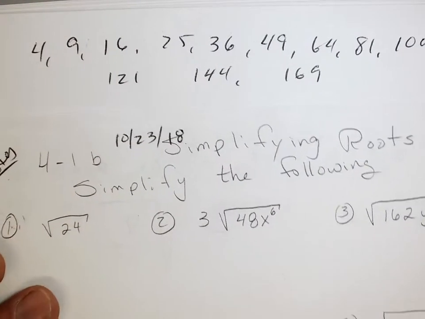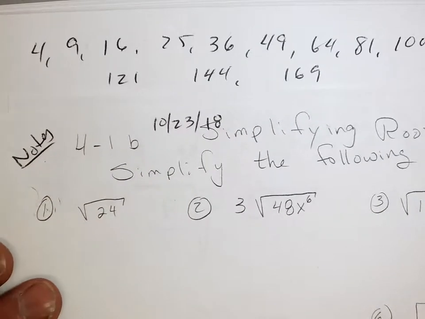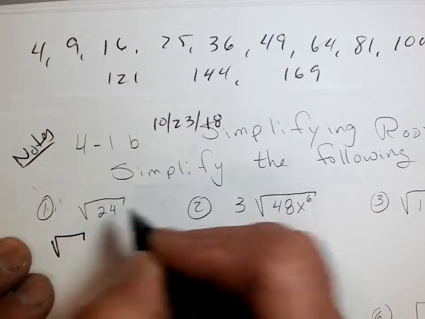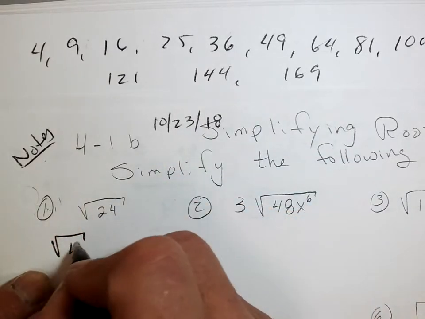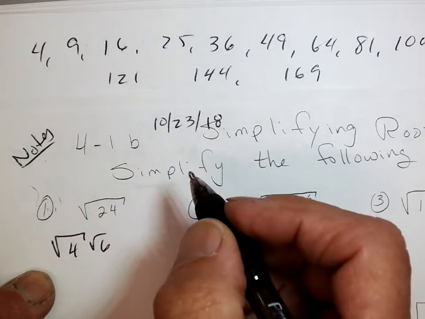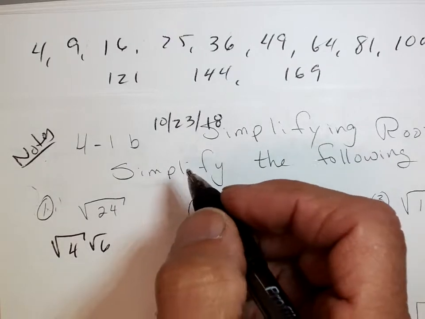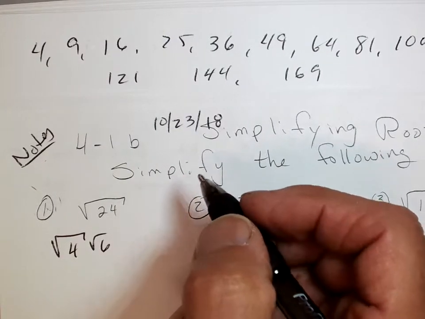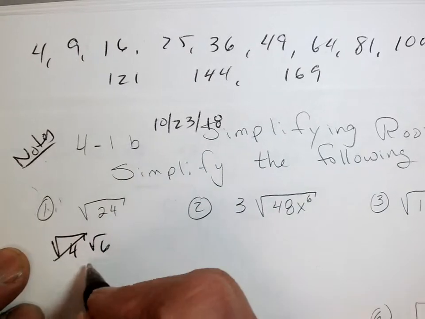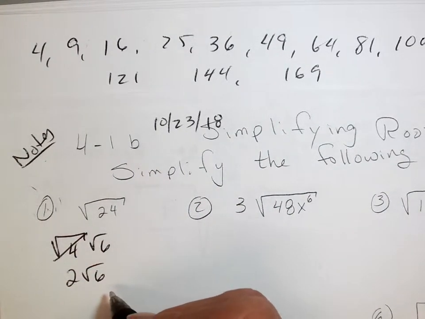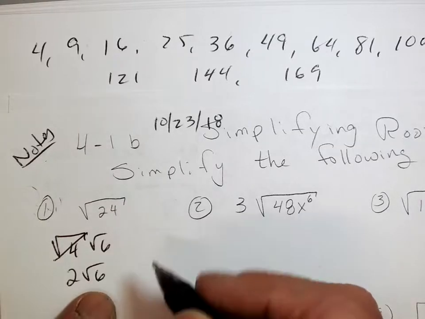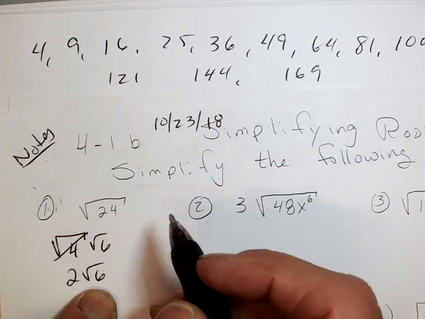So, square root of 24, I'm going to break it down into what two numbers? 4 and 6, because 4 is a perfect square. Now, you can use 3 and 8, but that won't do you any good, right? Square root of 4 is 2. So the answer is just 2 square root of 6. You don't break down 6 because 6 is a really ugly decimal number, so we just leave it as square root of 6.